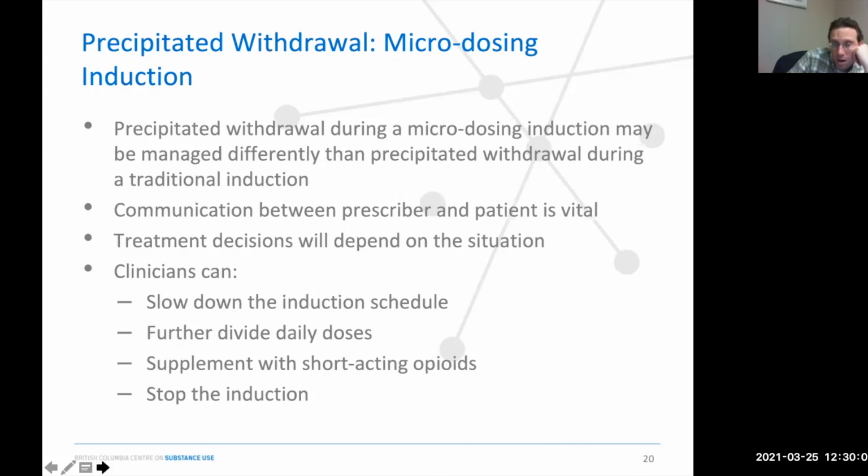I really try not to stop the induction. I try to just slow it down if at all possible. But in some people, if it gets too bad, then they'll just want to totally abandon the Suboxone.